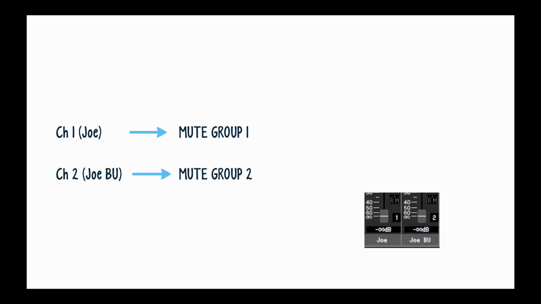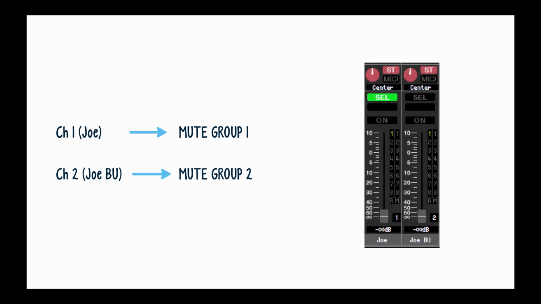Here's an example on a real mixer. For ease of mixing, let's assume that both Joe and Joe backup are assigned to the same DCA fader. Assign both the primary and backup to an on position in scenes 1 and 2. Then assign a separate mute group to each of the two microphones. For this example, we will assign the primary mic to mute group 1 and the backup mic to mute group 2.